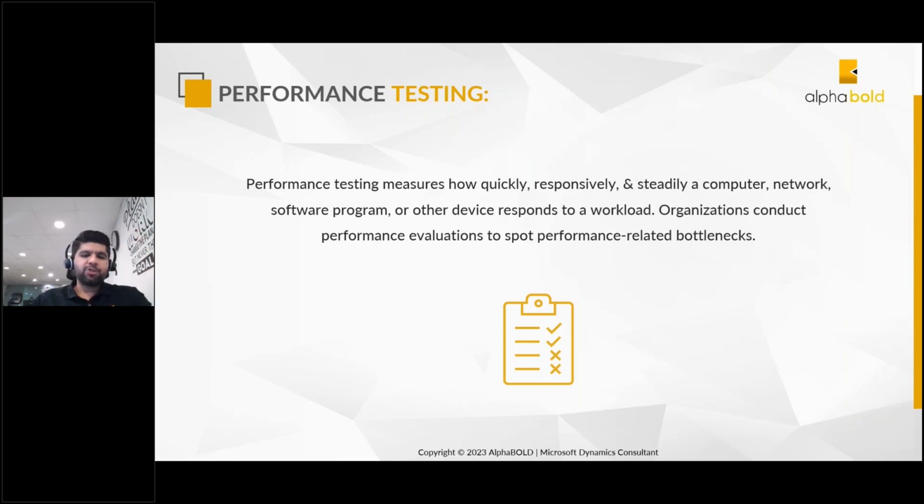So we use performance testing to measure how quickly, responsively, and steadily a computer, network, software program, or other device responds to a workload. And the workload in this context refers to the number of users using the application concurrently or who are simultaneously submitting requests to the server. So organizations conduct performance evaluations to spot performance-related bottlenecks in their application and to measure the stability of the application.